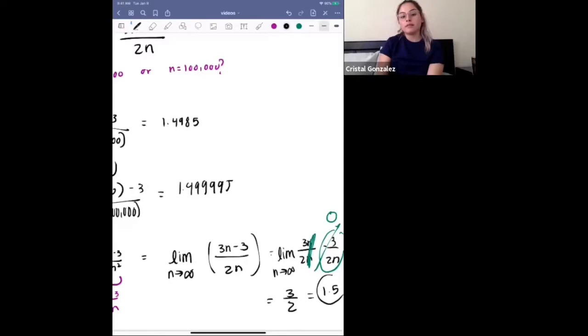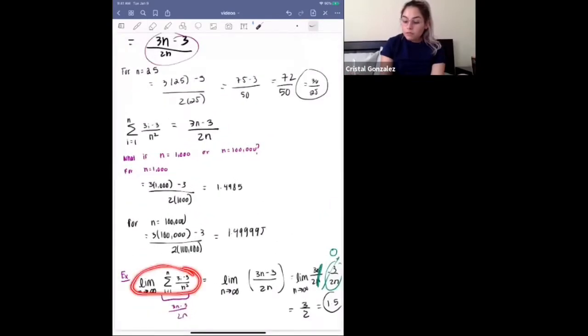Well, when I did it for 1,000, I got 1.4985. When I did it for 100,000, I got 1.499995, which makes sense. So that tells us as n gets larger and larger, our summation is going to converge to 1.5, which is a Calc 2 concept, but I just want you to take a look at it here. So now when you go to Calc 2, I already know what's happening a little bit when we get into these summations.